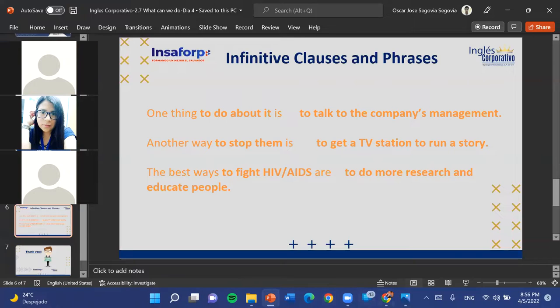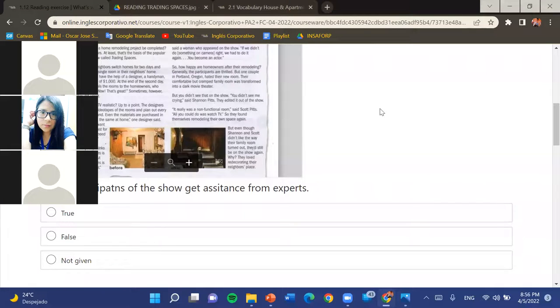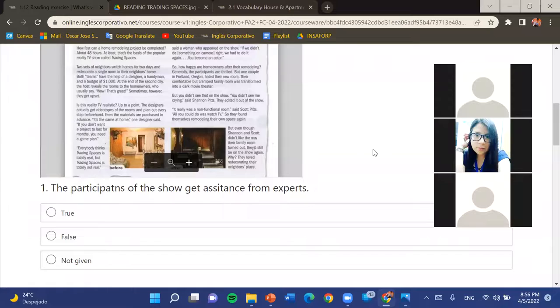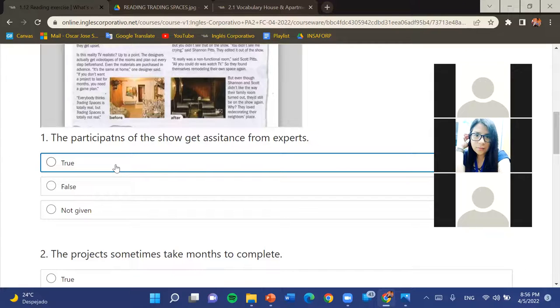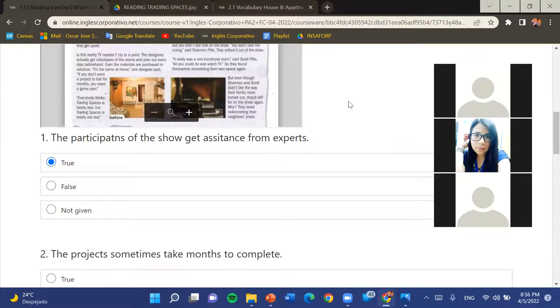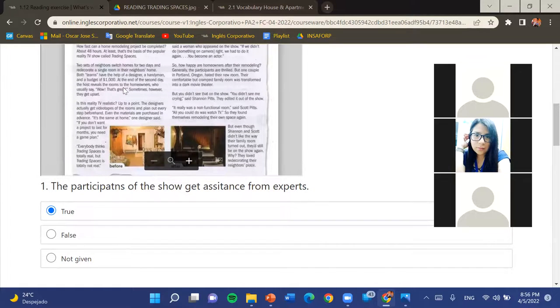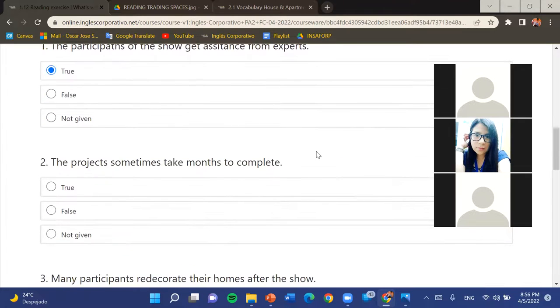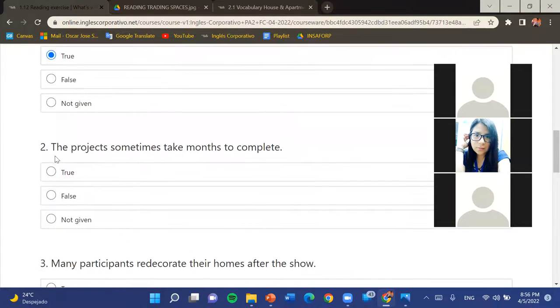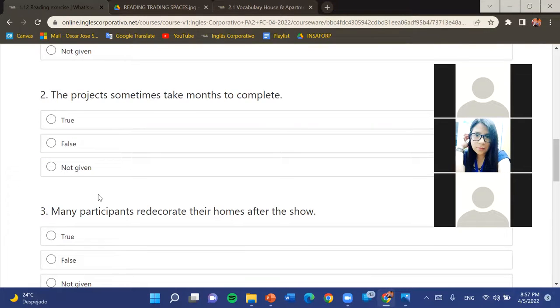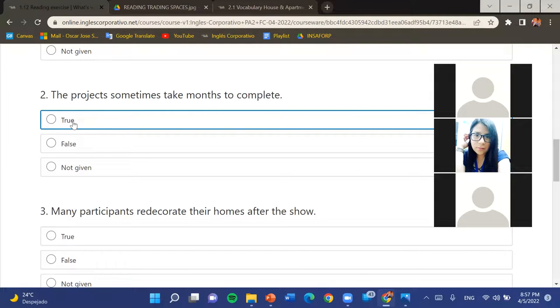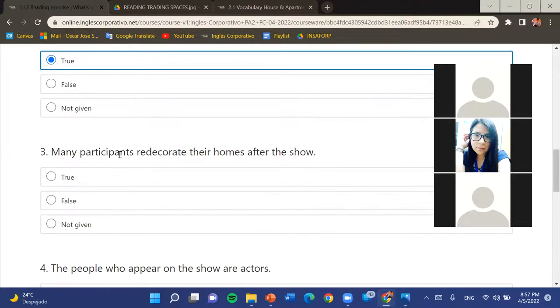All right, now we go to the questions once again. So the first one: the participants of the show get assistance from experts. And do they, Daniel? For me, it's true, right? Because they mentioned that they get some help from designers, handymen, and they also get a budget. But the designer and the handyman are the experts. All right. The projects sometimes take months to complete. Is this true or false, Beatriz? It's true. All right, so you say it's true, great.